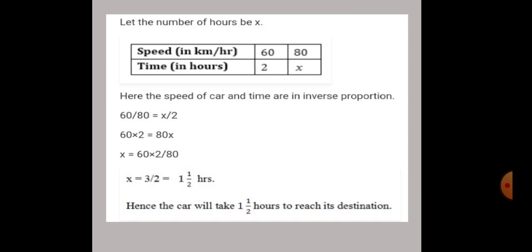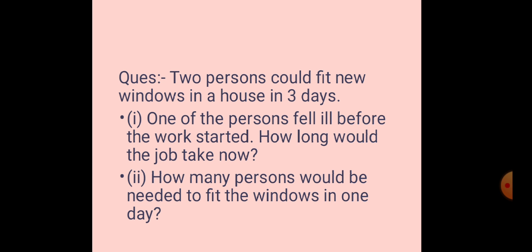Let's see the solution. Let the number of hours be x. This is the question of inverse proportion. When we increase the speed, time will decrease. So 60 multiplied by 2 is equal to 80x. Through that we will find the value of x, that is 1.5 hours. Hence the car will take 1.5 hours to reach its destination.